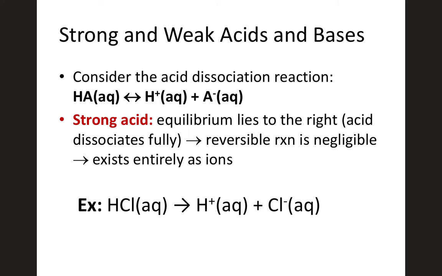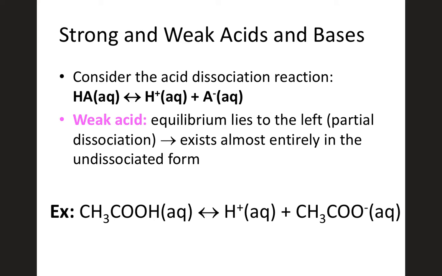So in a strong acid, a perfect example being hydrochloric acid, the hydrogen and chlorine completely break apart. The chlorine takes both electrons. The hydrogen is completely deficient in electrons, and so we have the hydrochloric acid breaking down into hydrogen ions and chloride ions.